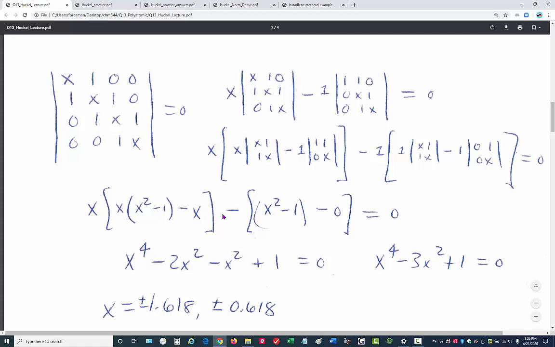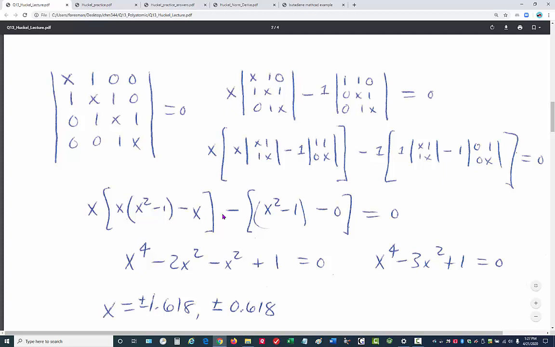This would just be x times x minus 1. This would be 1 times x minus 0, x times x minus 1, and 0 minus 0. So I've shown that in this line here. So we've got x times (x squared minus 1), minus (x squared minus 1 minus 0). Combine everything together to get our polynomial in x.